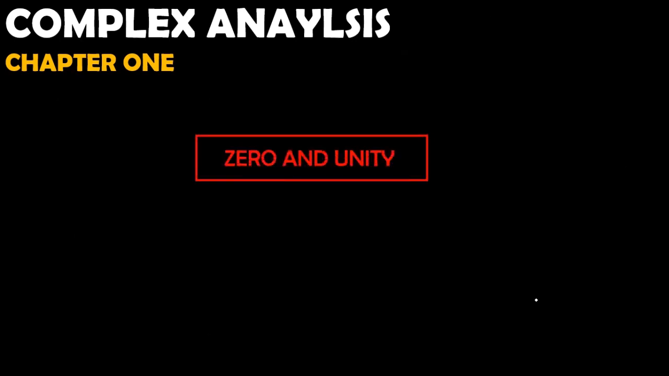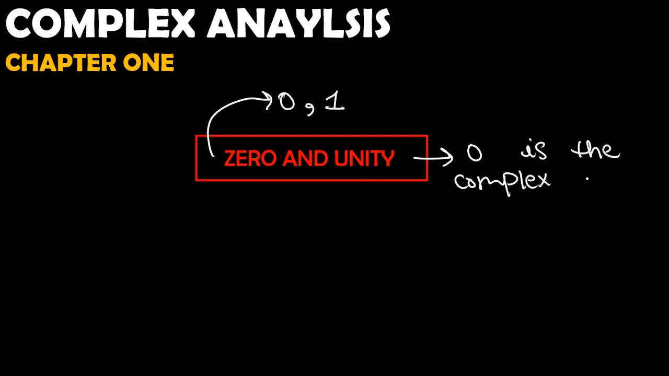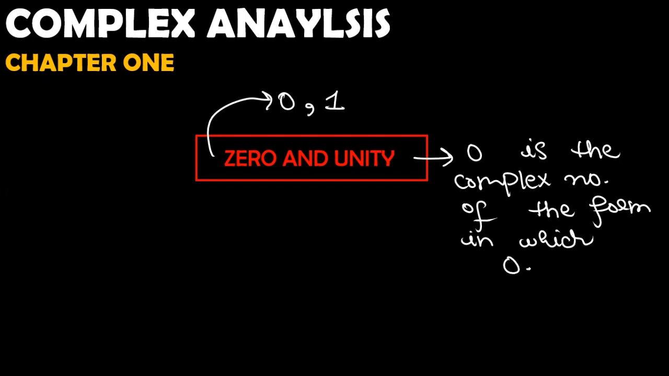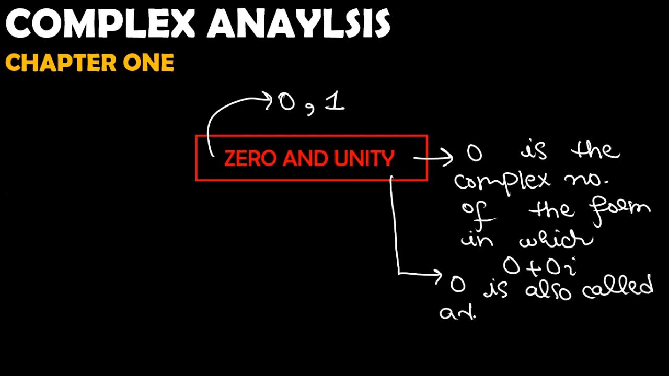Okay, our next topic is zero and unity. It means we are talking about these two numbers. Always remember that 0 is a complex number of the form 0 plus 0 iota, in which the real and imaginary parts are 0. So 0 is the complex number where real and imaginary parts are 0. And 0 is also called the additive identity. This 0 in complex numbers is called the additive identity.